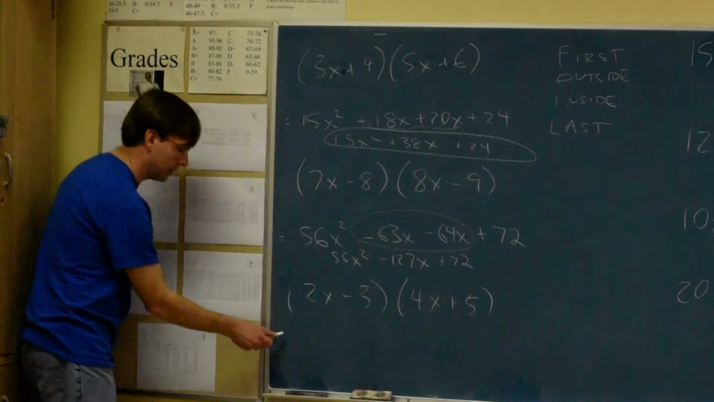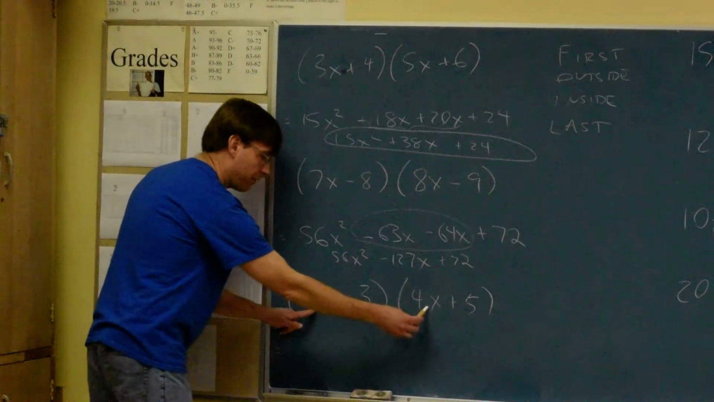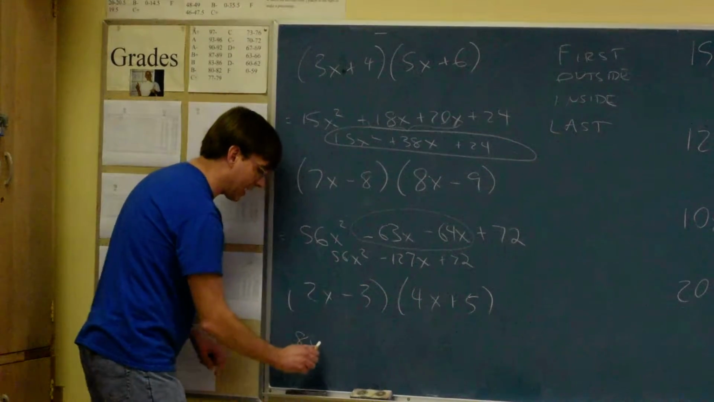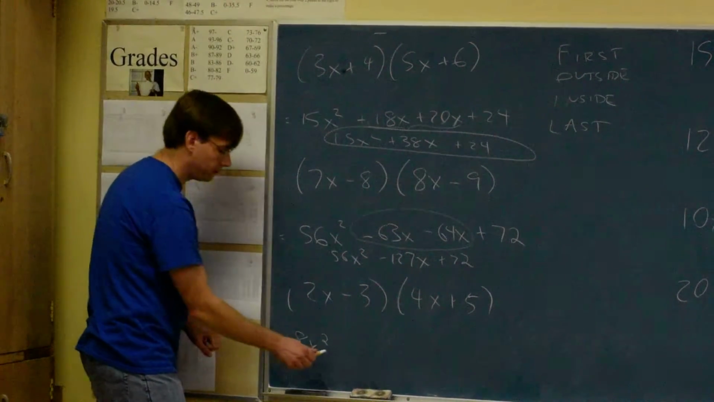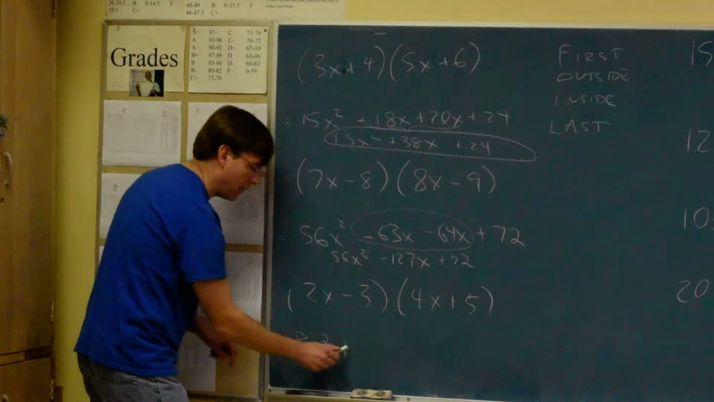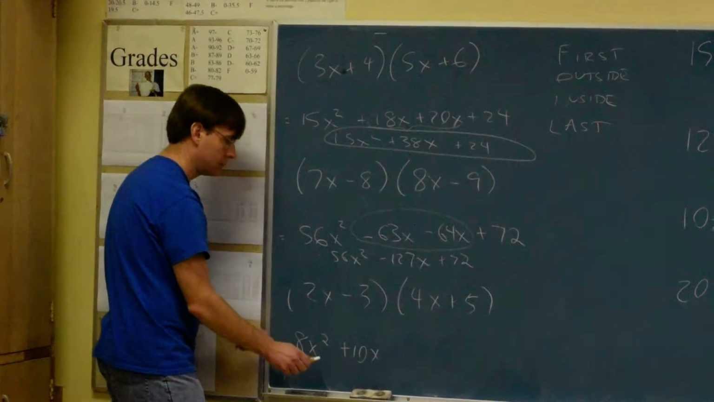One more, same thing. So again, start with the firsts. 2 times 4 is 8. Since they both have x's, I'll go x squared. On the outside, positive 5, positive 2 makes positive 10x.